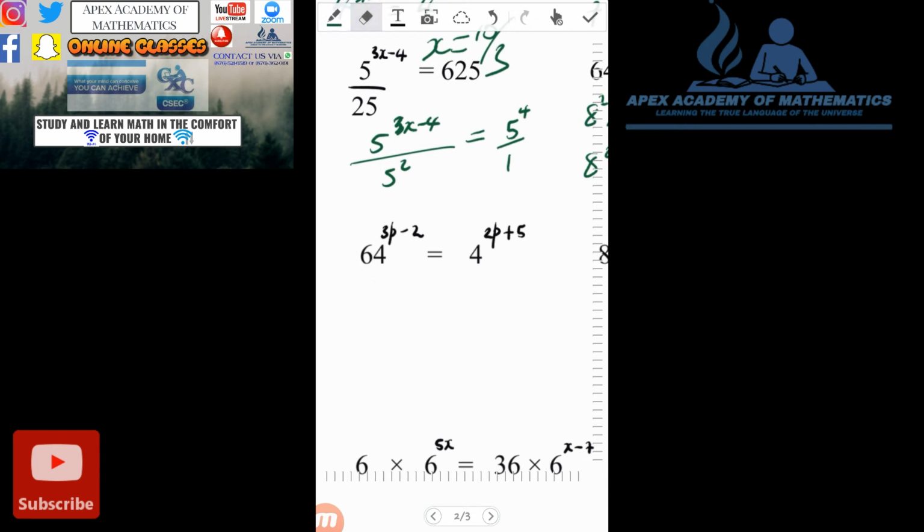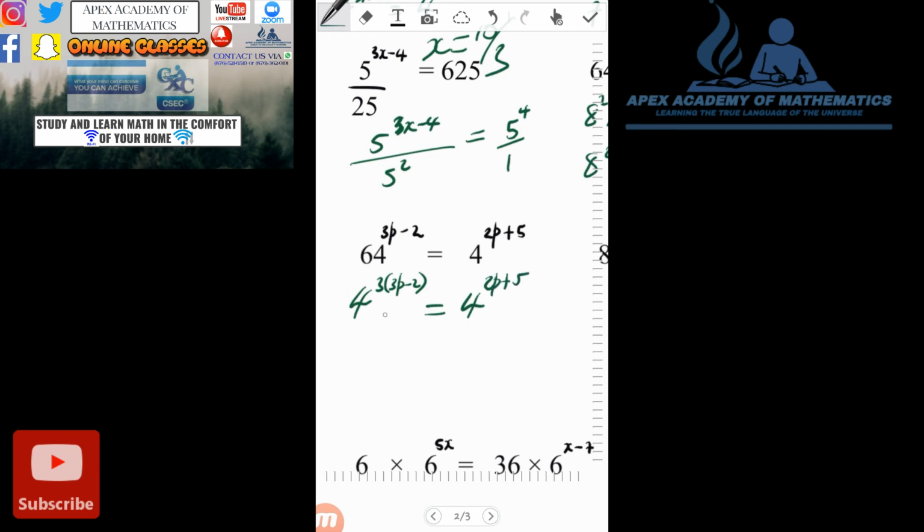Here we are expressing 64 as an exponential quantity, but remember that there was already an exponent, and that exponent was a binomial expression, so we're going to have to put that in a bracket like that. So 4 to the power of 3, that's 64, but it's already raised to a power of 3p minus 2. All right, so just going to take care of that one, and then we have 4 to the power of, it's already in base 4, so that is just 2p plus 5.